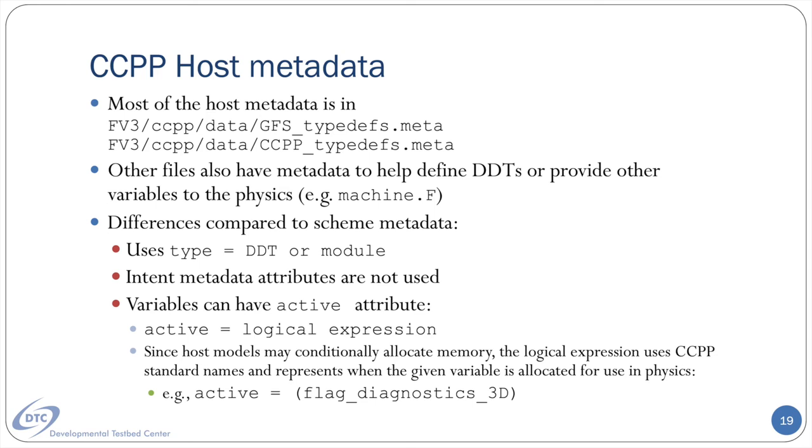Second, the intent attributes don't really have any meaning on the host side, so those are omitted. Finally, there is an attribute called active that is set to a Fortran logical expression using CCPP standard names. Since some variables are conditionally allocated based on which physics schemes are actually active, this attribute lets the CCPP framework know under what circumstances the given variable is allocated and can be used within physics schemes. For example, some diagnostic variables are only calculated when a flag is set, so the active attribute for those variables would be set to an expression that evaluates to true when that flag is true.